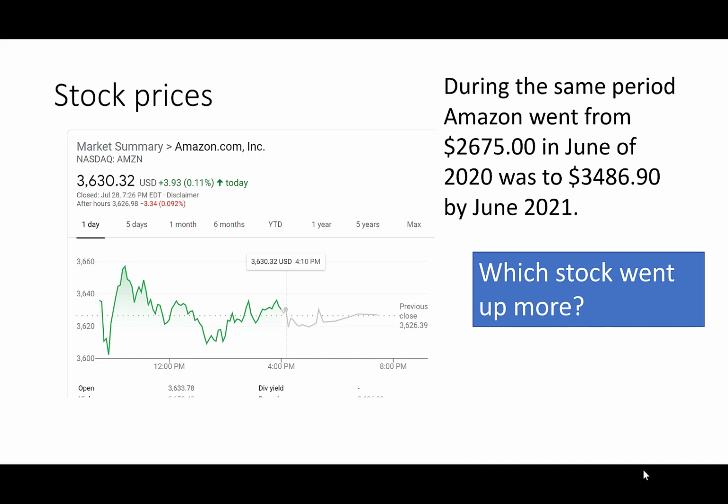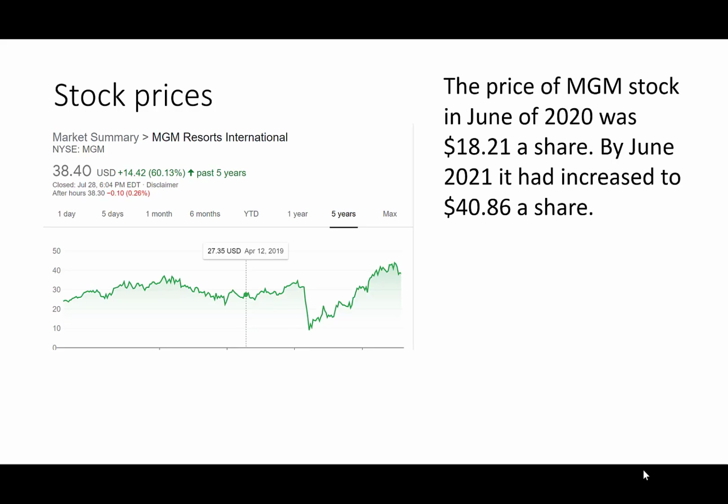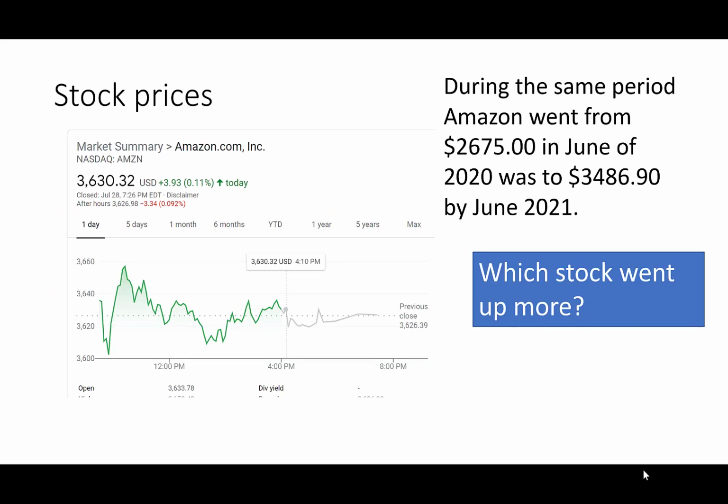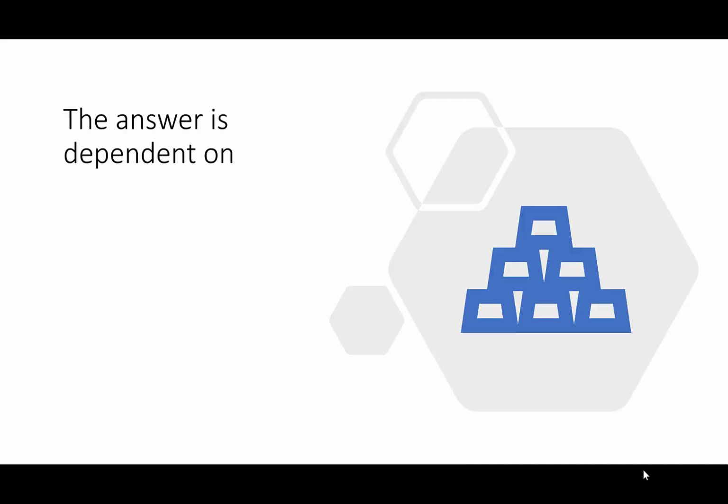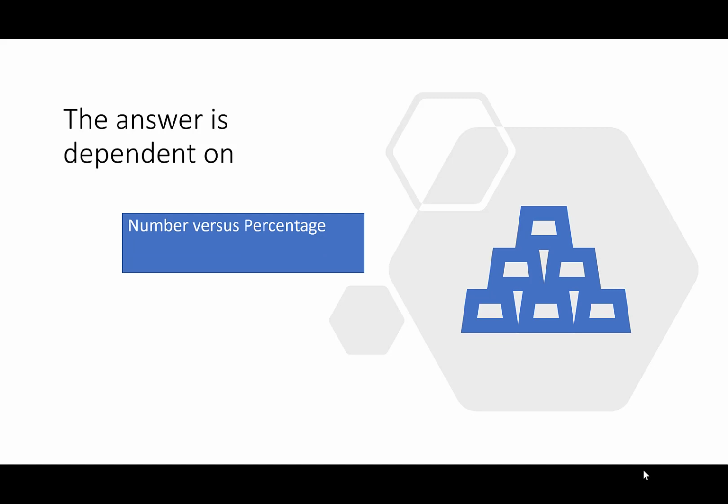And well, I think right now you're like, obviously this went 18 to 40 and this went 2,675 to 3,486. You can tell Amazon went up, but we have to think about perspective and how we want to talk about how the stock went up. So that's what we need to start with, is saying our answer to this question of what went up more is dependent on whether we're looking at a number versus a percentage.